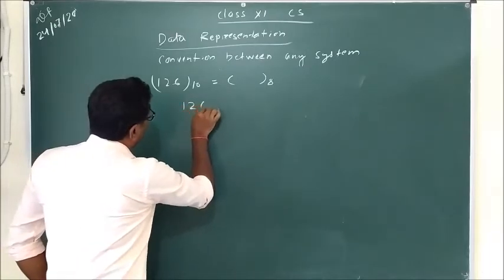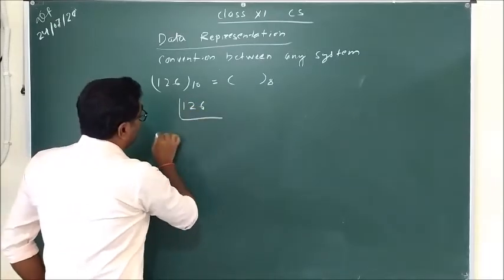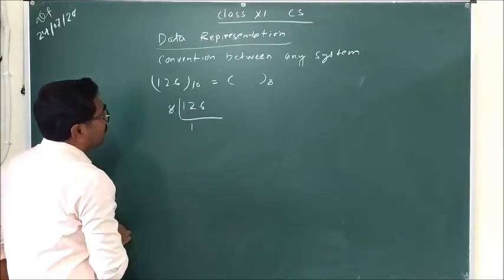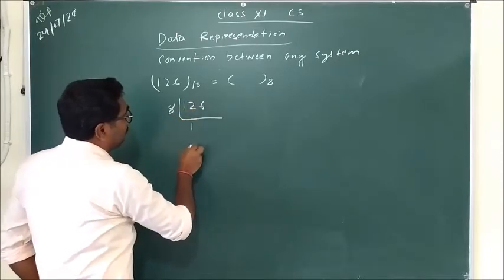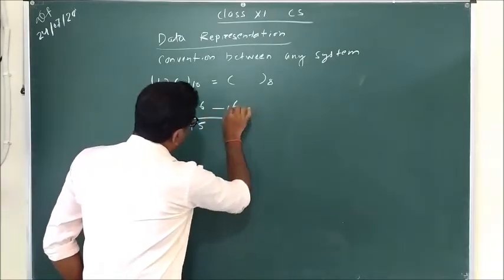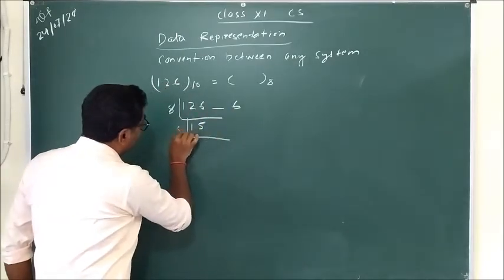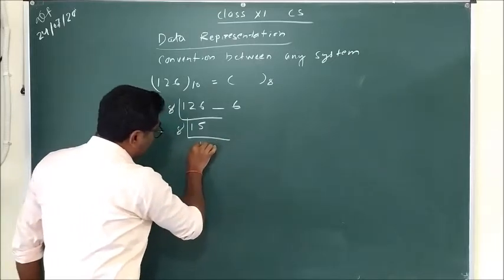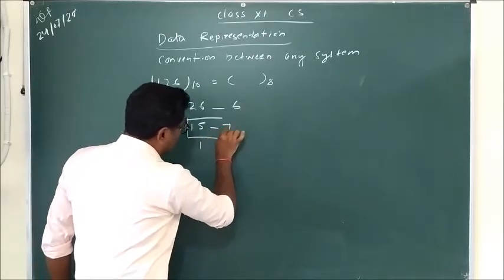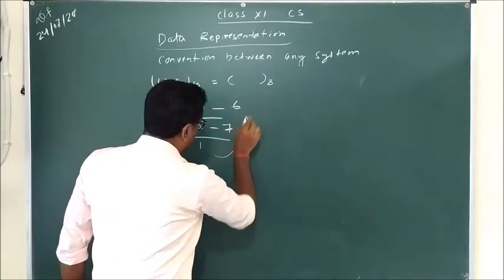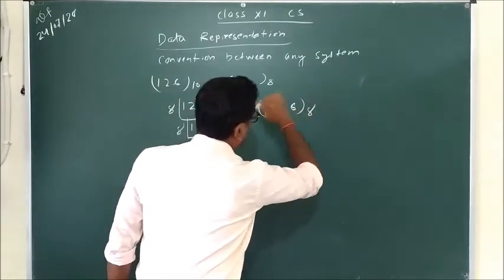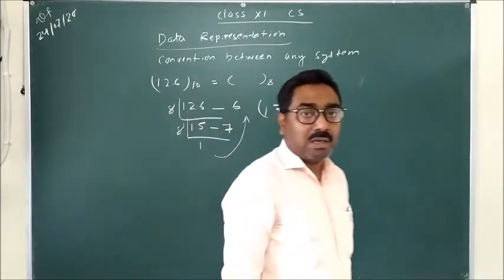126 divided by 8. 8 1s are 8, 8 2s are 16, then 46. 8 5s are 40, the remainder is 6. Again go for 8, 8 1s are 8, the remainder is 7. Now the number is 176 base 8, the equivalent octal number.